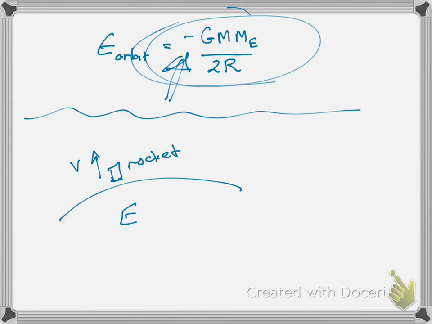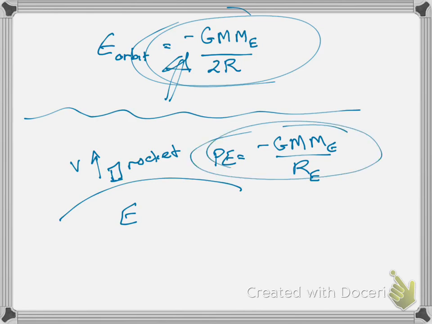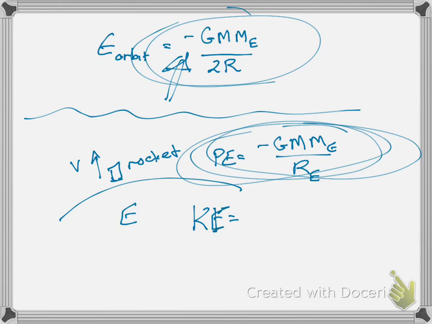Well, that's a pretty easy question to answer, because at the surface of the Earth, the potential energy is minus G m_rocket m_Earth over R_Earth, so we need to give it that much kinetic energy in order to get it unbound from the Earth. We need to overcome the potential energy so that the total energy is greater than zero. So we need to give it a kinetic energy greater than or equal to G m_rocket m_Earth over R_Earth, in order to get it unbound from the Earth.